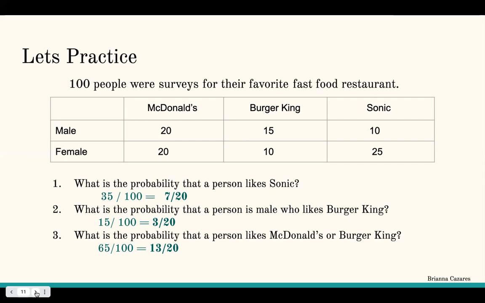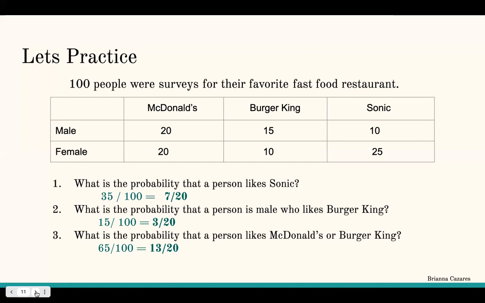The second question is, what is the probability that a person is male who likes Burger King? You would go to the column where it says male and go to Burger King, and there are 15 people who enjoy Burger King. So it would be 15 over 100, and students would have to simplify it down to 3 over 20.